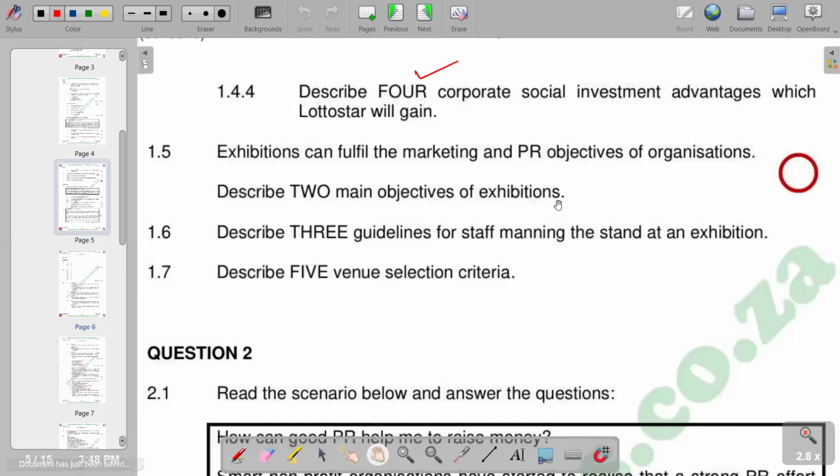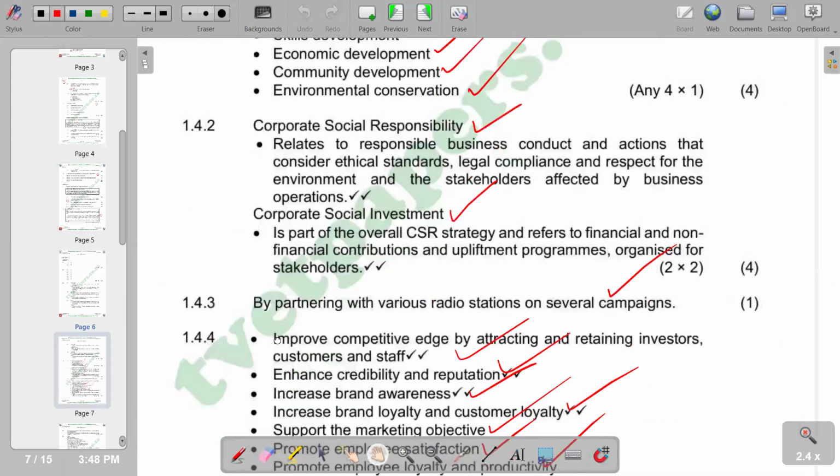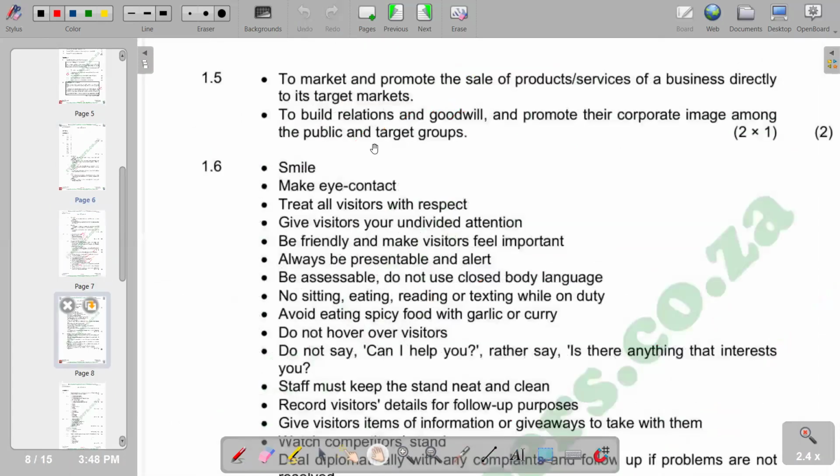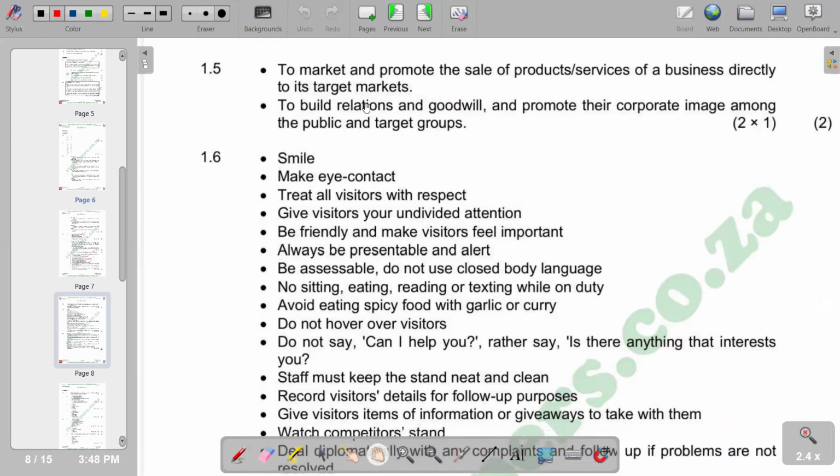So what are the objectives of exhibitions? Of course, we have to market and promote the sale of products or services of a business directly to its target markets. That's one of them. And also, to build relations and goodwill and promote their corporate image among the public and target groups. So that's what we have on 1.5.